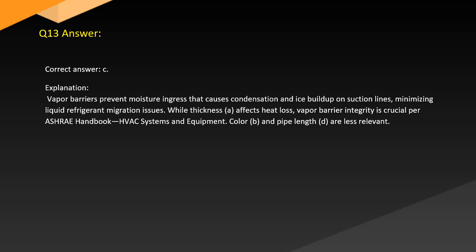Answer. Correct answer: C. Explanation: Vapor barriers prevent moisture ingress that causes condensation and ice buildup on suction lines, minimizing liquid refrigerant migration issues, while thickness, A, affects heat loss. Vapor barrier integrity is crucial per the ASHRAE Handbook, HVAC Systems and Equipment. Color, B, and pipe length, D, are less relevant.